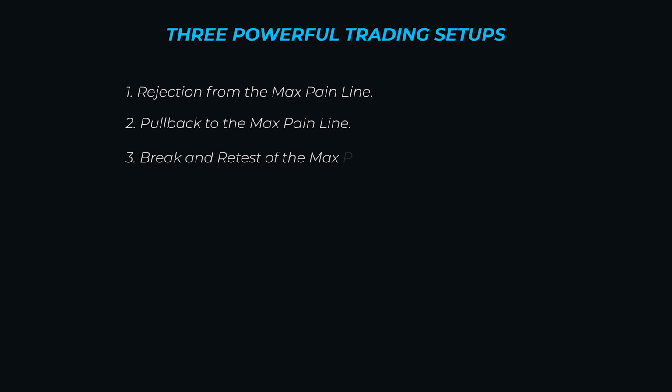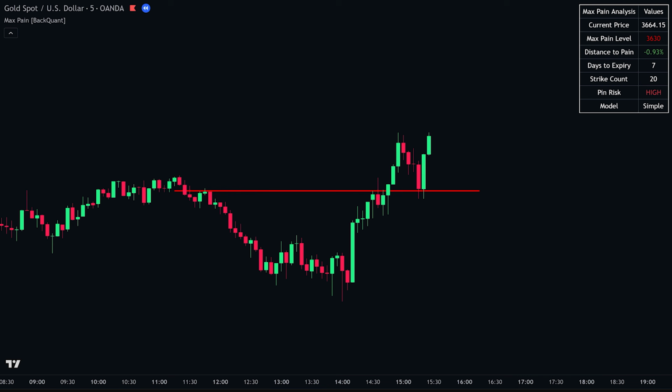Setup 3. Break and retest of the max pain line. For a buy trade, you want to see price breaking above the red max pain line with a strong bullish candle. This tells you that the max pain level, which was acting as resistance, has now turned into support. After the breakout, wait for price to pull back down to retest the same red line.